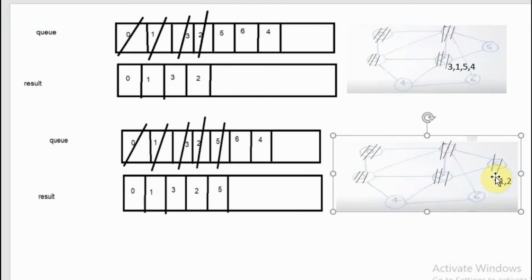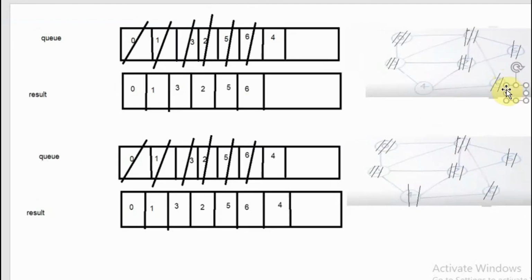Now inside the queue, the next vertex is 6. So let us check for 6. The neighbors of 6 are 4 and 1. 4 is already in the queue and 1 has already been printed, so no need of taking that. So simply you will dequeue 6 from the queue and put it into the result. You will print it and mark it as visited.